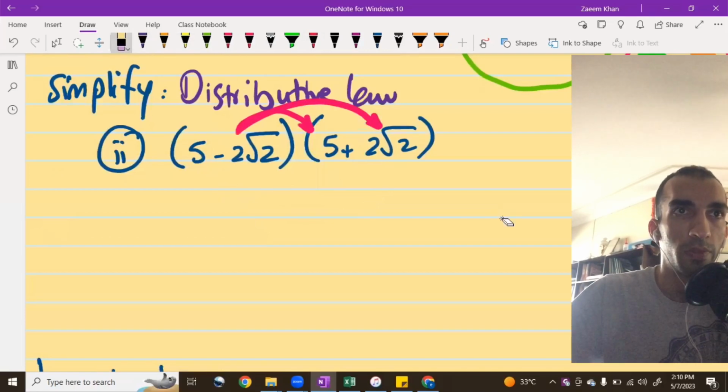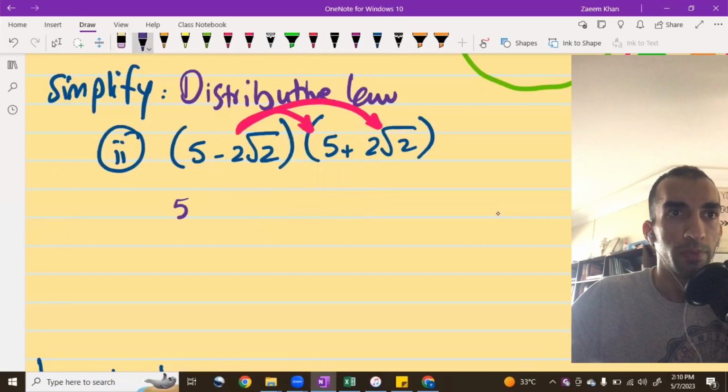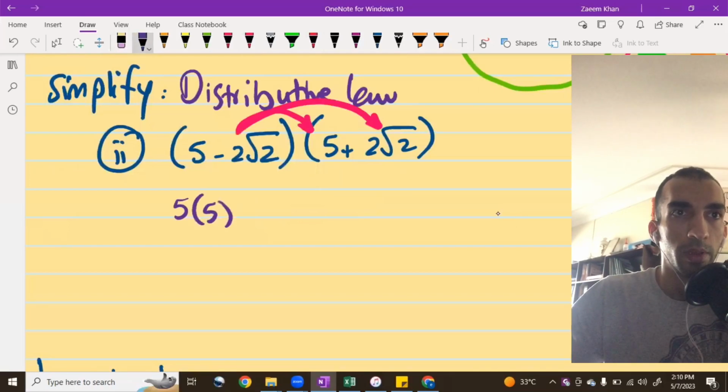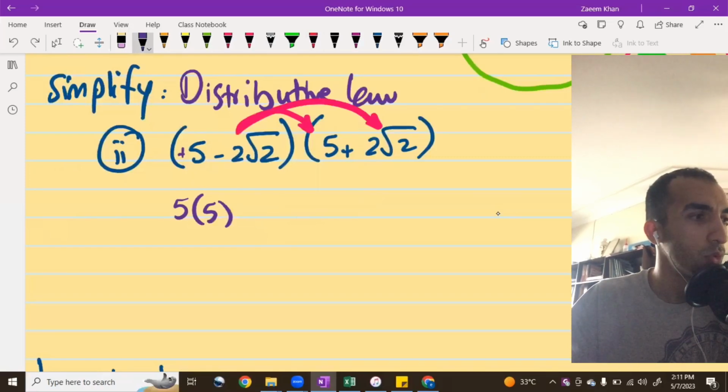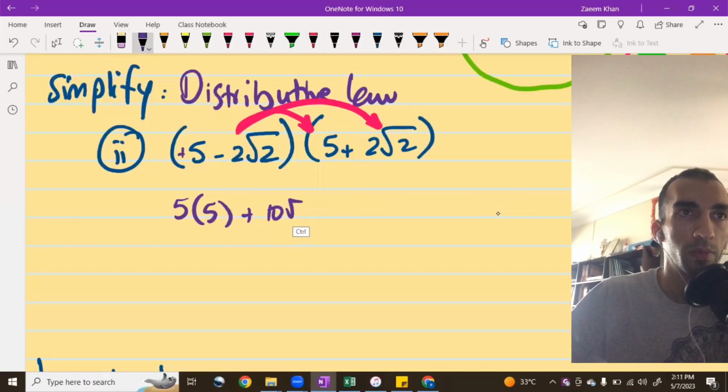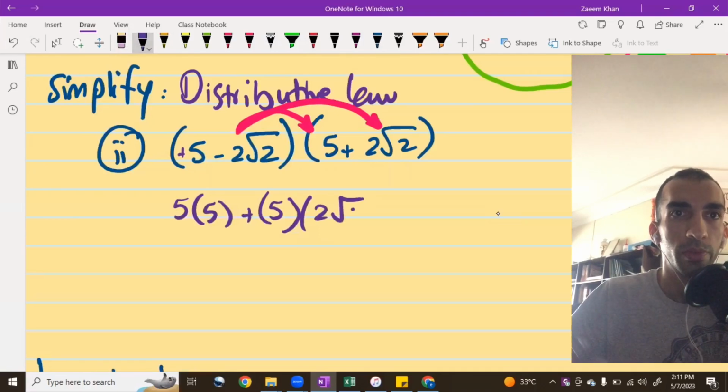If we start doing that, that's 5 multiplied by 5. This has a plus sign and this has a plus sign as well, remember? Whenever two addition signs interact, the sign stays positive. So 5 times 2 is going to be 10 square root of 2. In fact, instead of just multiplying it first, I'll write the original numbers here. So that's 5 times 2 square root of 2.